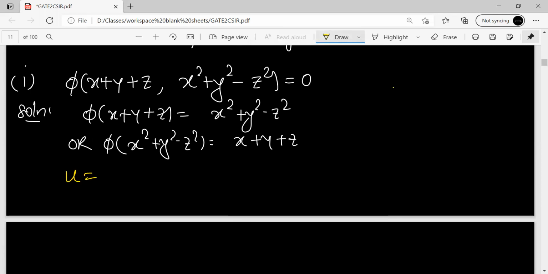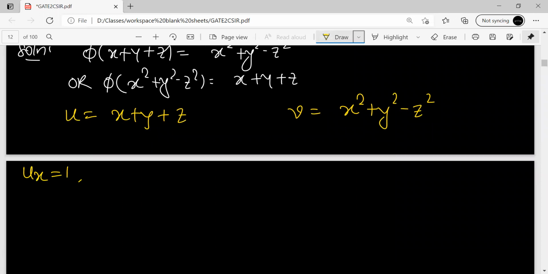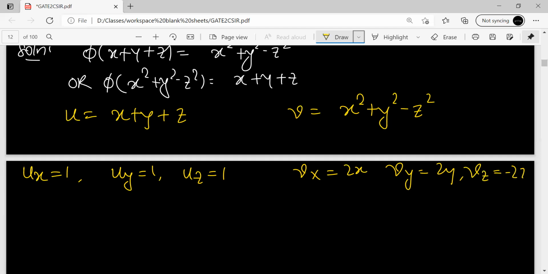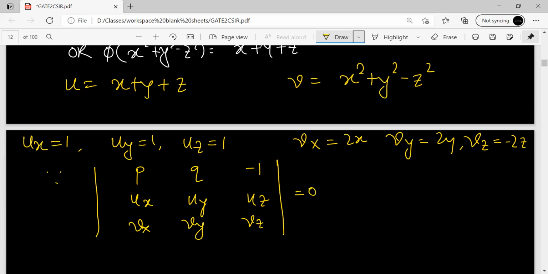So u equals x plus y plus z, and then v will be equal to x square plus y square minus z square. Simply find out ux, it will be again 1, uy is also 1, and uz is 1. Now find out vx, it will be 2x, vy will be 2y, and vz will be equal to minus 2z. Now substitute in this equation: pq minus 1, ux, uy, uz, vx, vy, and vz will be equal to 0.